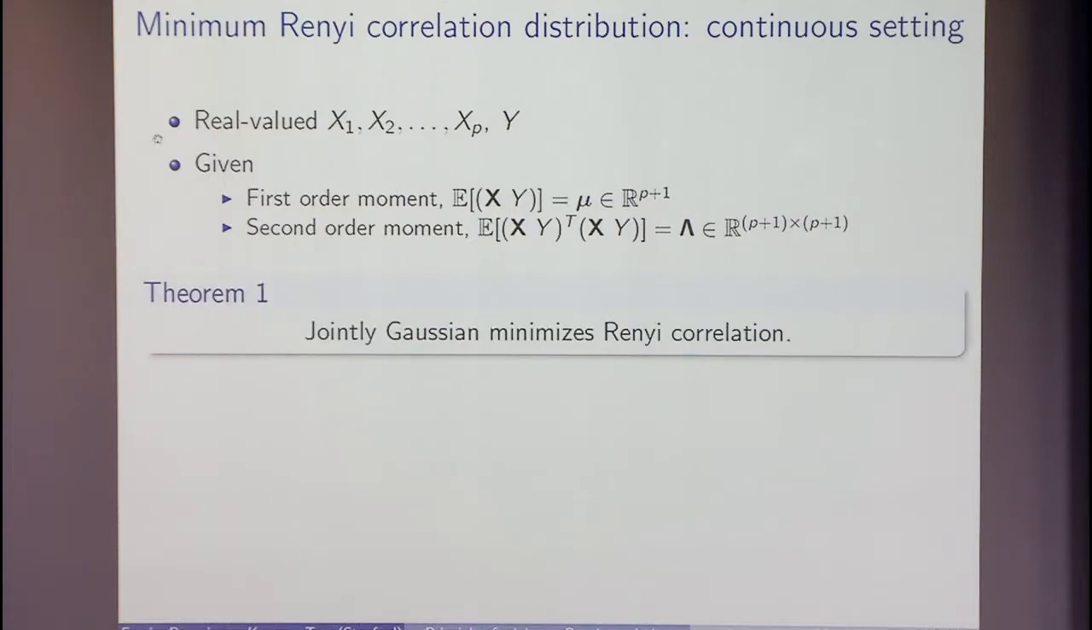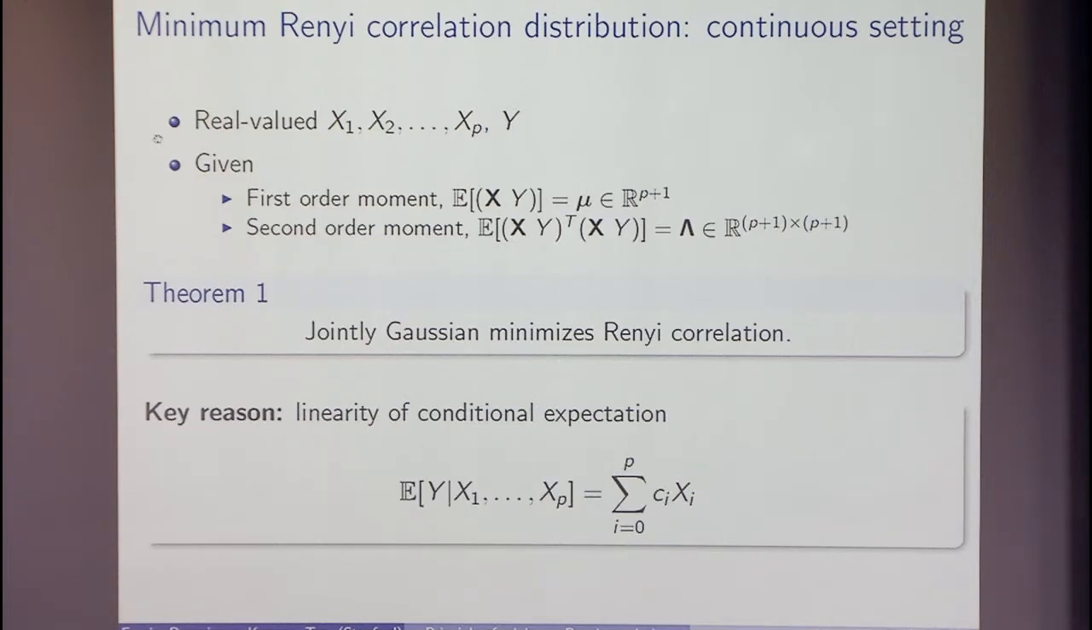And the answer is, it's not hard to show that jointly Gaussian minimizes Renyi correlation in this class. So it's simple to show that it happens. If we go over the proof, the key property of jointly Gaussian that helps us to prove this result is the linearity of conditional expectation. So this linearity, this structure, helps us to prove this result. Now we ask, does the same thing hold for the discrete case or not?